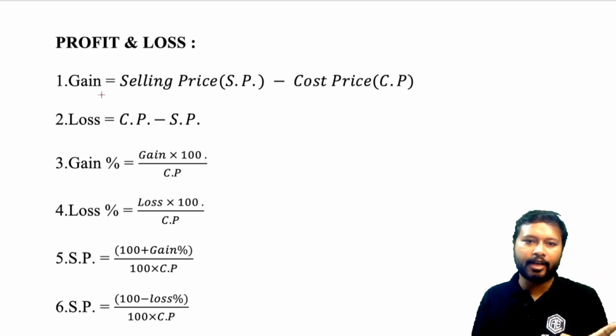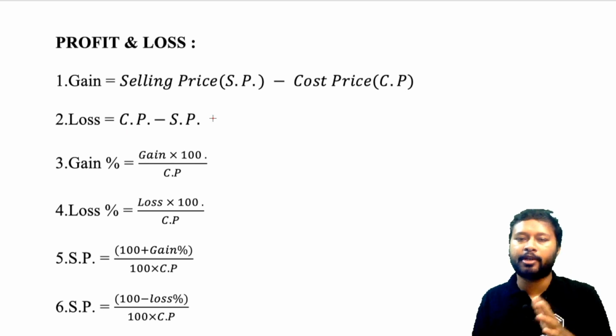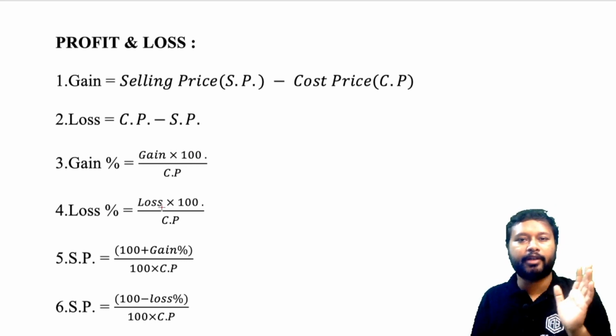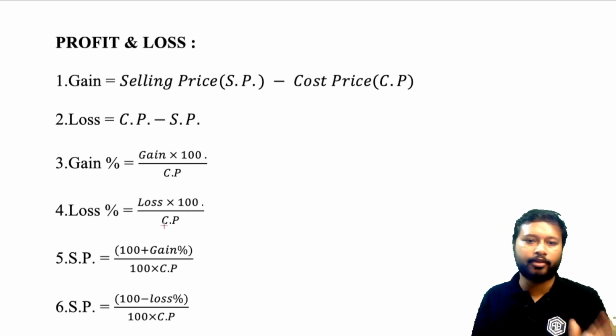In order to calculate gain, we have selling price minus cost price. To find out loss, we have cost price minus selling price. Gain percentage is calculated as gain into 100 upon cost price. Loss percentage is calculated as loss into 100 upon cost price.